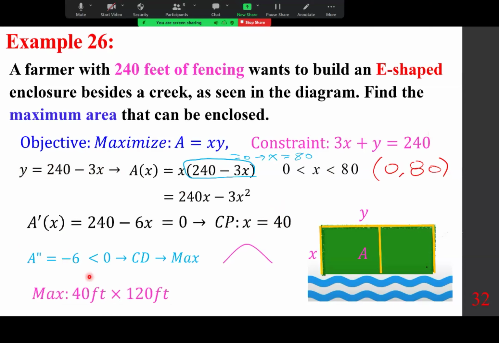What is the maximum area? The product of the two is 4,800 square feet.